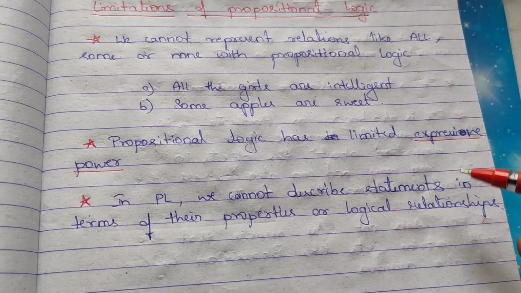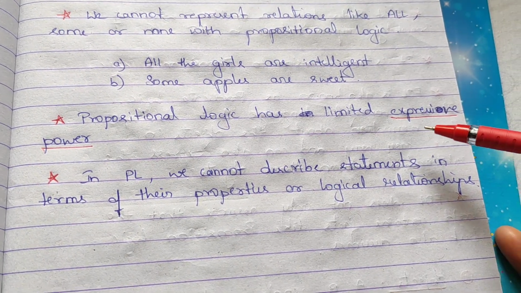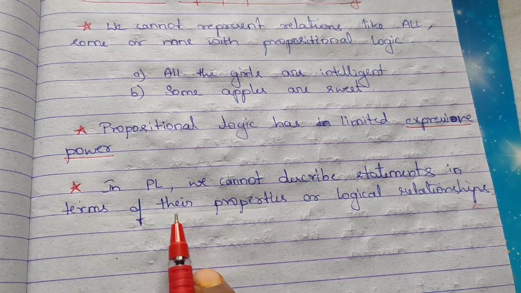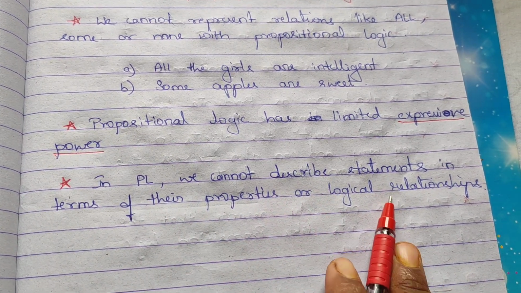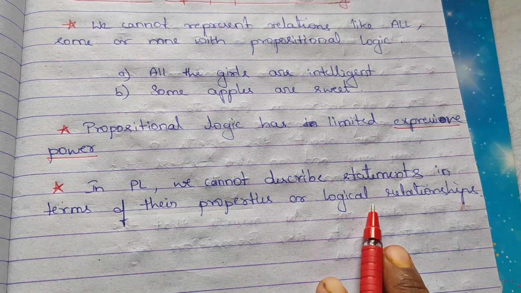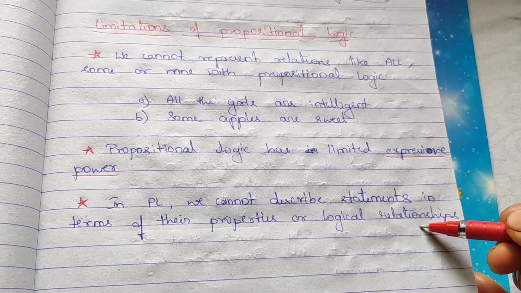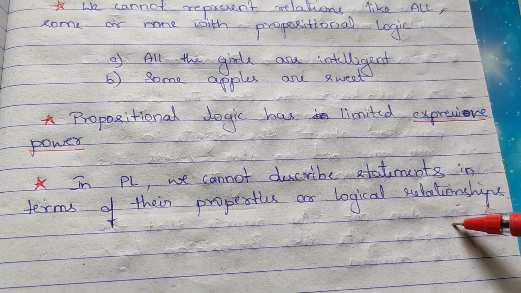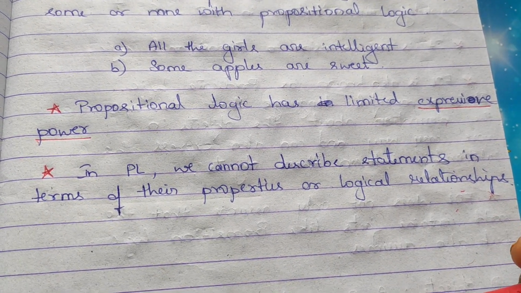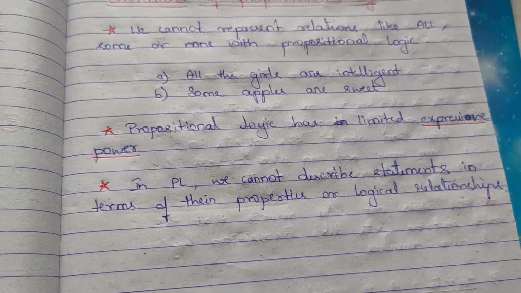Propositional logic has limited expressive power. In propositional logic, we cannot describe statements in terms of their properties or logical relationships. What is a fact? We have to write the sentence of that one. We cannot assume and write. Understood the concept?